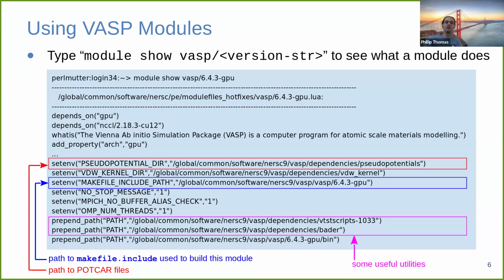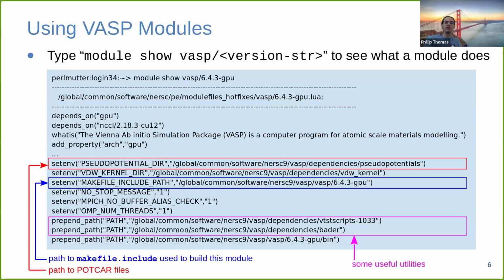If you are looking at a VASP module and you want to learn more information about it, what it does, you can type the module show command. And in this example, I'm showing the VASP 6.4.3 GPU module. And when you type this command, you get a list of effects that it has on the environment. This has a few interesting pieces that could be helpful for your work. So first, you'll notice that there is a pseudopotential directory, which is the path to the POTCAR files. So if you need POTCARs, this is where to look.